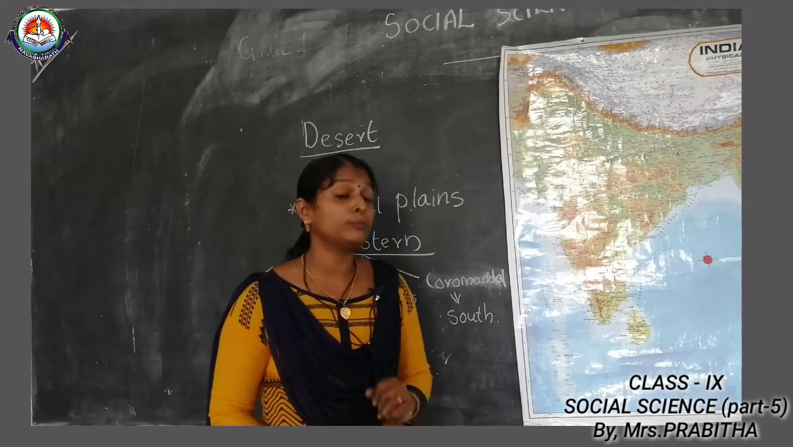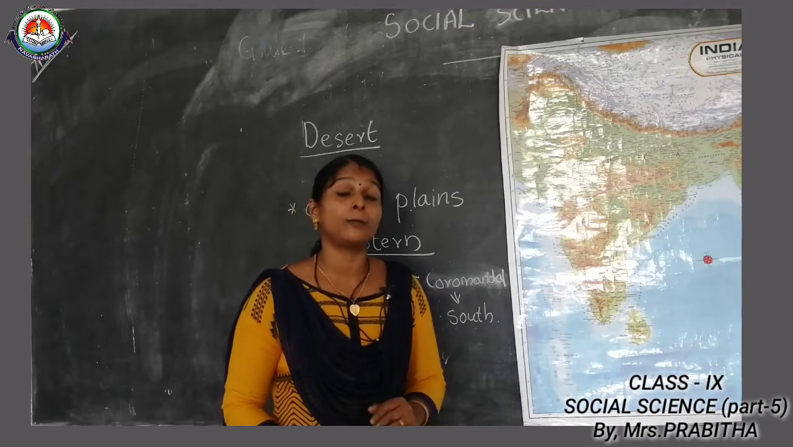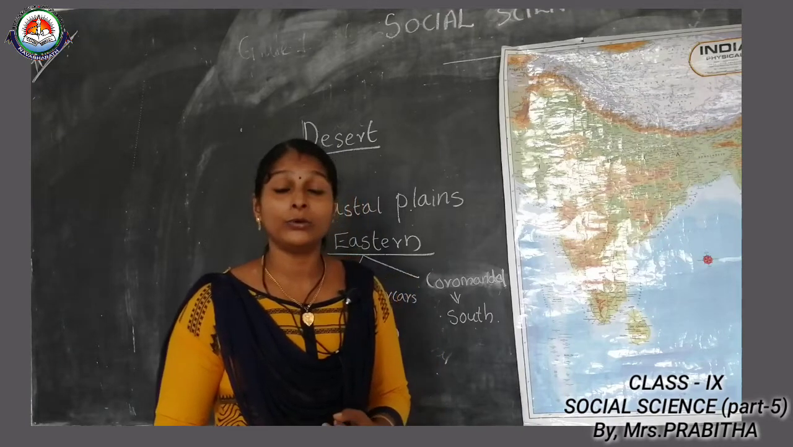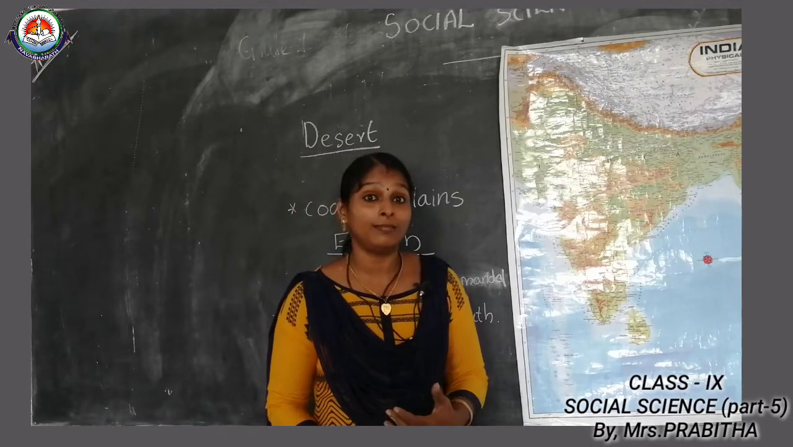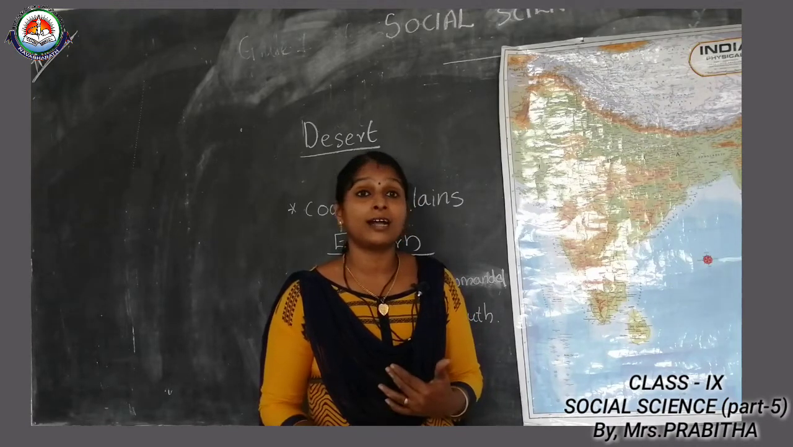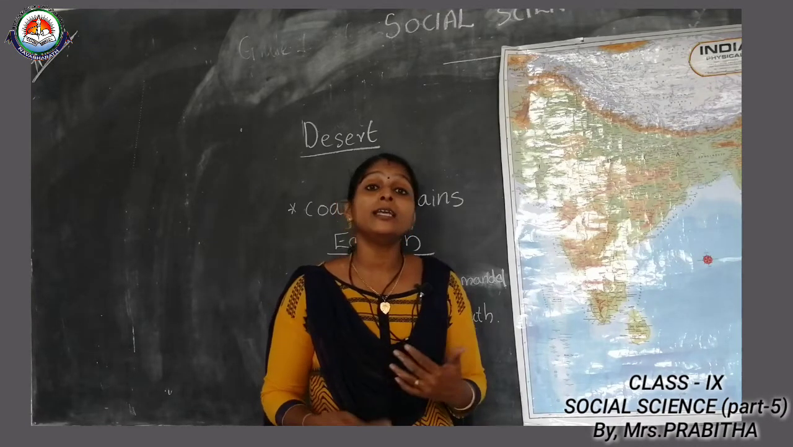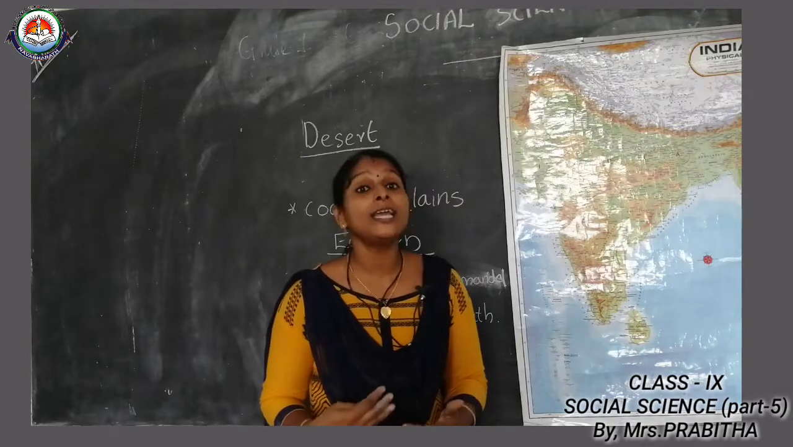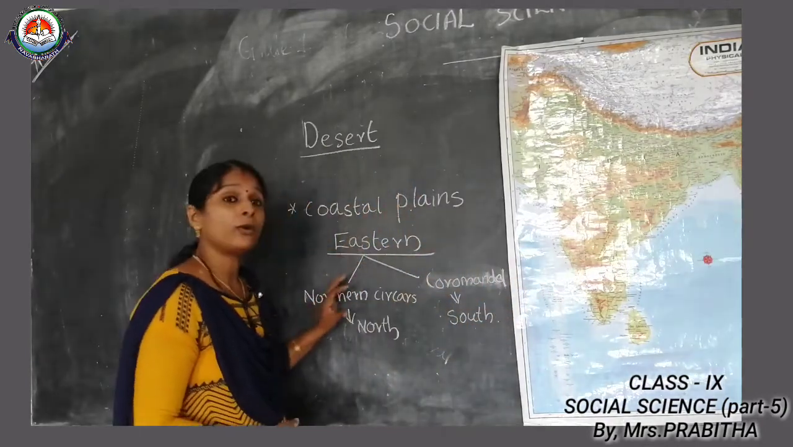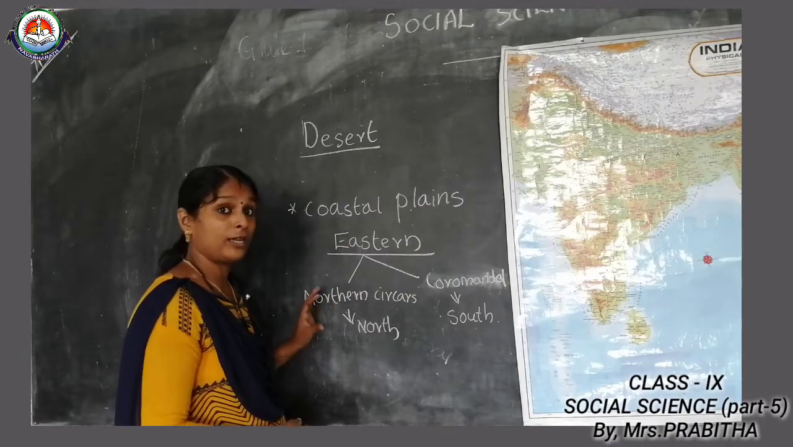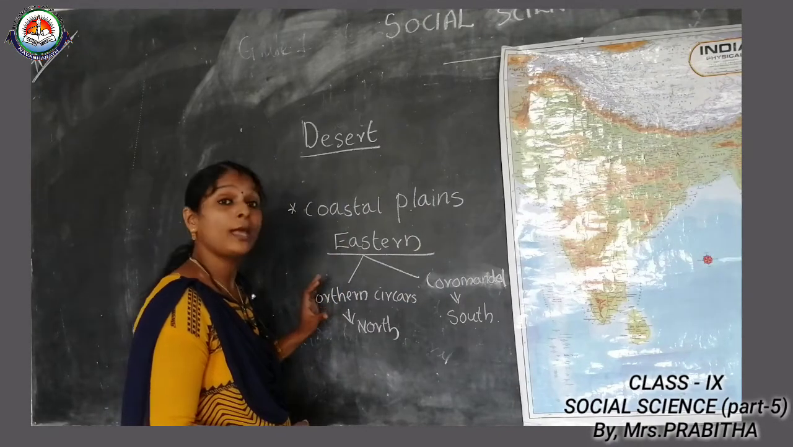Then one of the most important features of the eastern coastal plain is Chilka Lake. You know Chilka Lake, children? It is one of the saltwater lakes in India. It is in Odisha, and it lies south of the Mahanadi Delta. So this much you have to study about coastal plains. I think everybody is clear about the coastal plains.